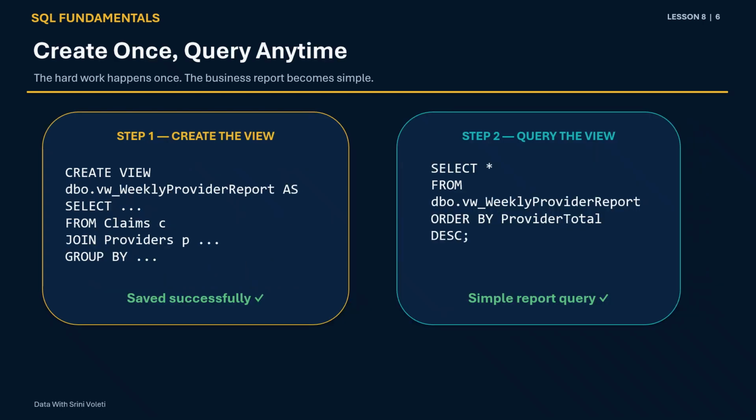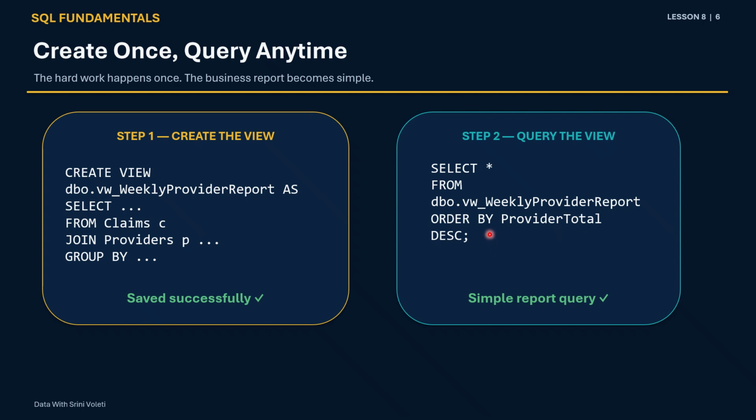This slide shows the developer side and the consumer side. On the left, a developer creates a view. The SQL may contain joins, group by, calculation, case logic, or other approved business rules. On the right, the consumer gets a much simpler interface. Select from dbo.vw_weekly_provider_report.